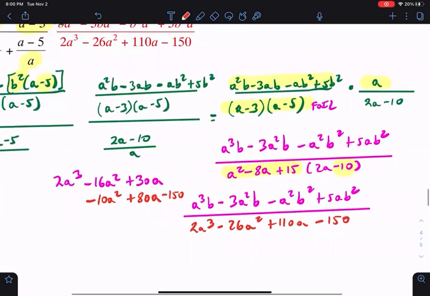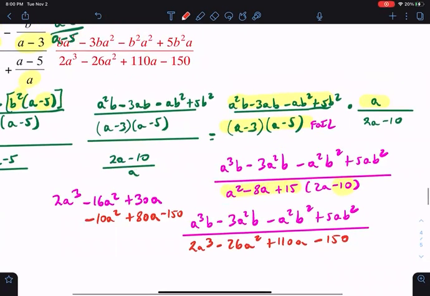So I have the same thing as them, right? So this is the answer from the top, right? So they have a cubed b minus 3a squared b minus a squared b squared plus 5ab squared over 2a cubed minus 26a squared plus 110a minus 150, and that's it.